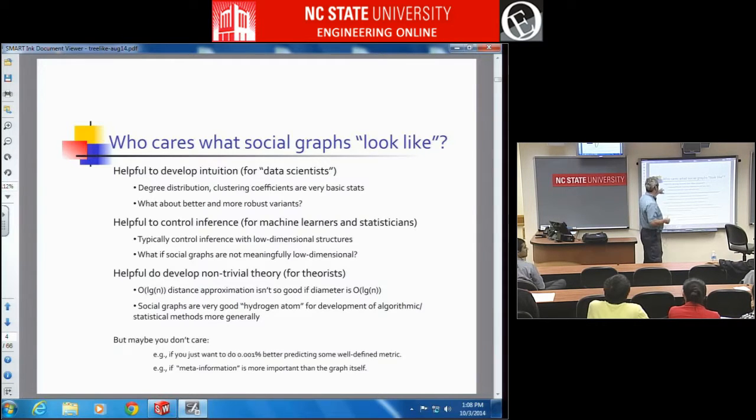So first of all, it's sort of helpful, I think, for getting intuition. There's a lot of people that munge with data and want to have a rough idea of what the data look like. Degree distribution and clustering coefficients do that, but can you get better and more robust versions? It's going to be important for controlling inference. There's a range of ways people control inference. It has to do with typically some sort of isoperimetry. You want there to be a lot of stuff going on here, not much going on there. That has good algorithmic consequences, but also means if you have information here, you can make good predictions here and not be contaminated by there. And so you want to control inference.